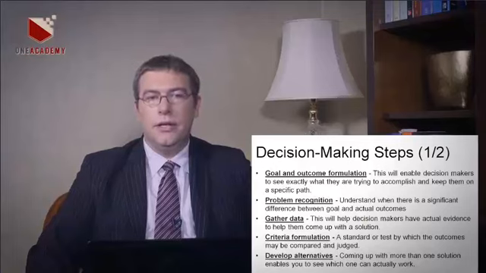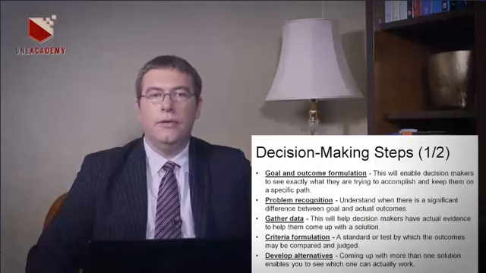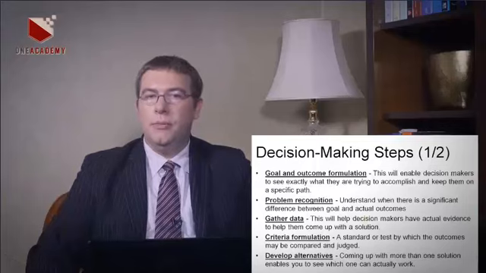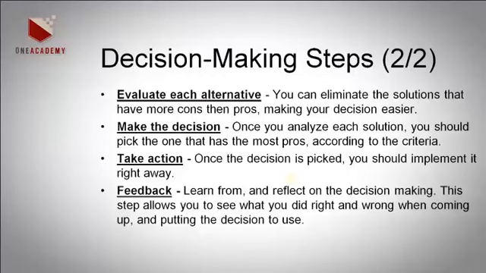Understand when there is a significant difference between goal and actual outcomes. Third stage is gathering data. This will help decision makers have actual evidence to help them come up with a solution. Next is criteria formulation, a standard or test by which the outcomes may be compared and judged. Develop alternatives is the next stage. Coming up with more than one solution enables you to see which one can actually work.